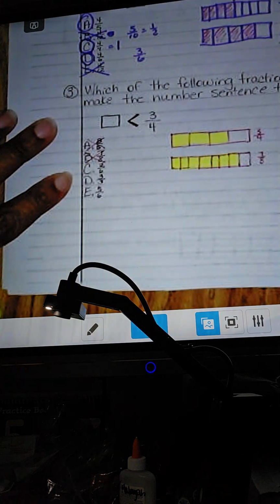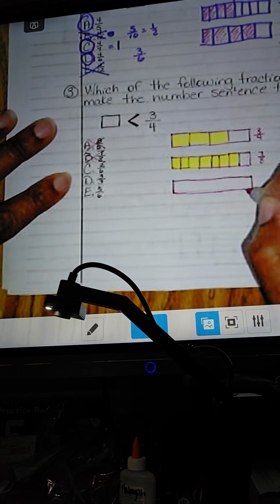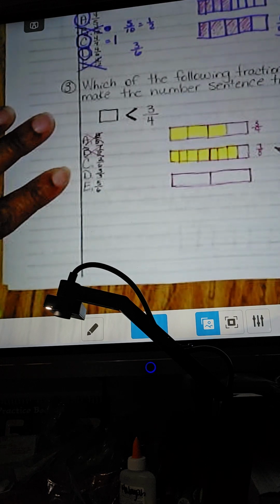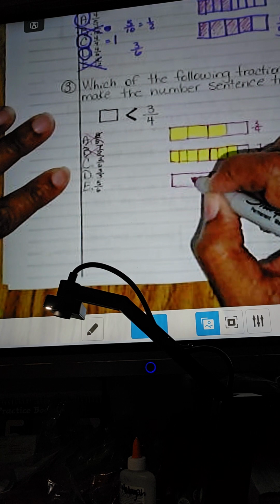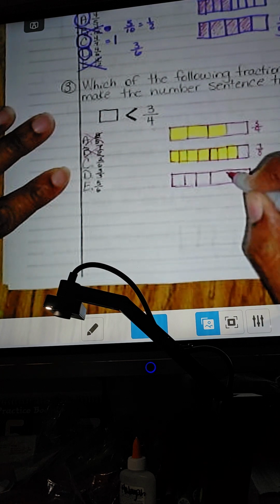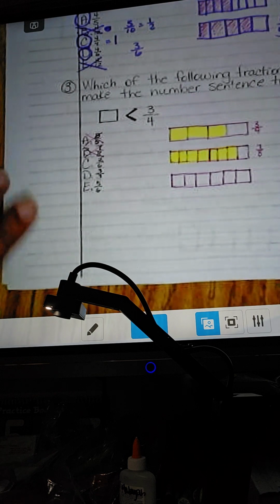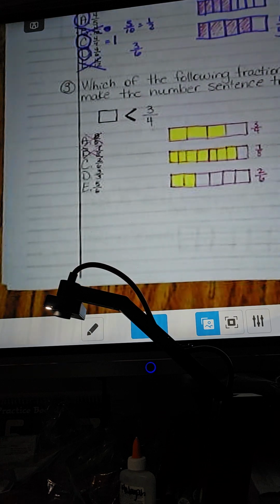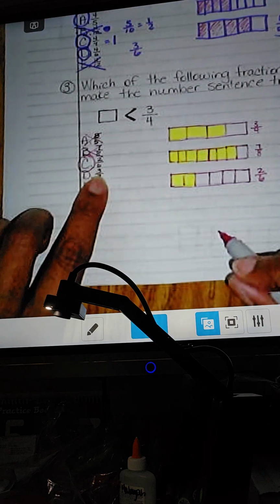All right, then there's 2/6. About the same size. Remember, your half is always at the same place. That's half. That's half. So that means I need to put half here. Okay, so I need 3 pieces on this side and 3 pieces on this side. All right, so this is going to be 2/6. Here's 2/6. Is it less than 3/4? Yes.